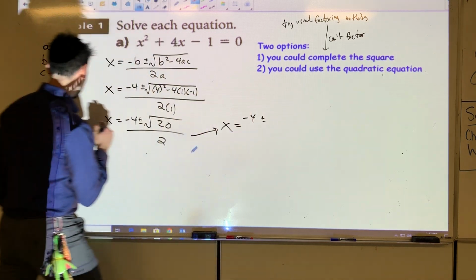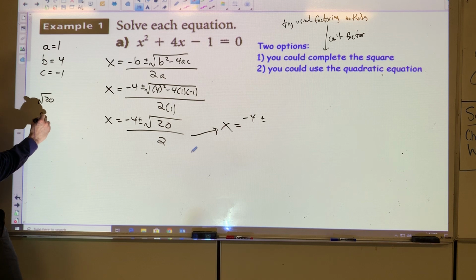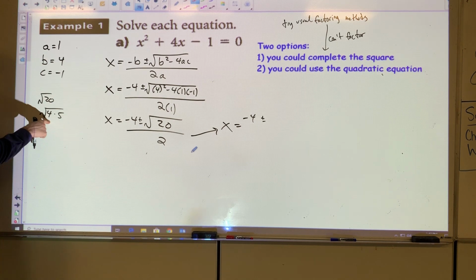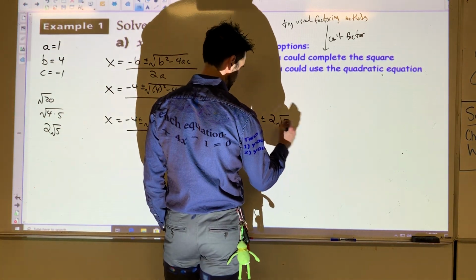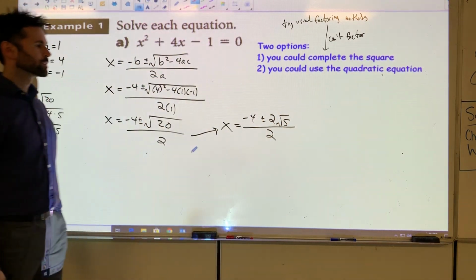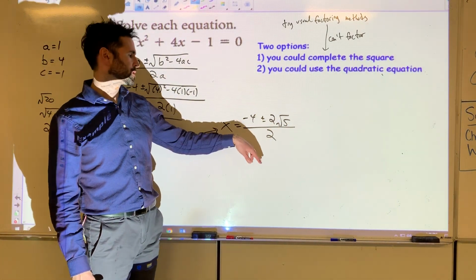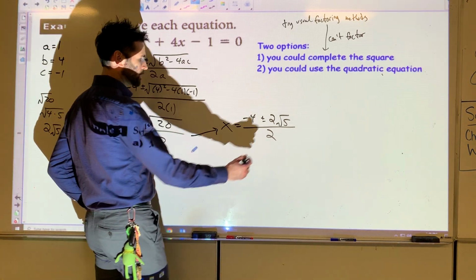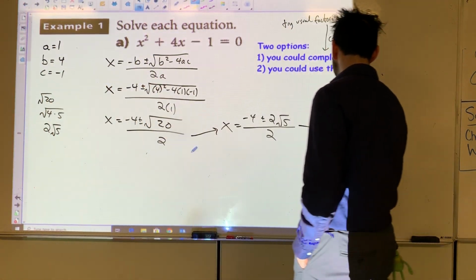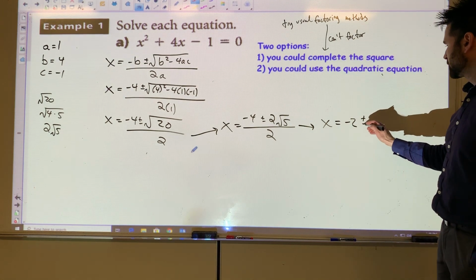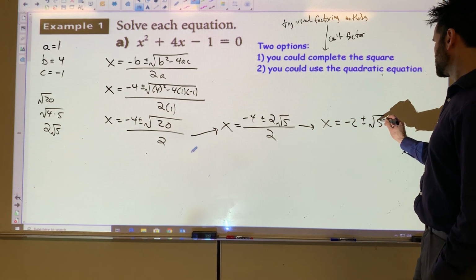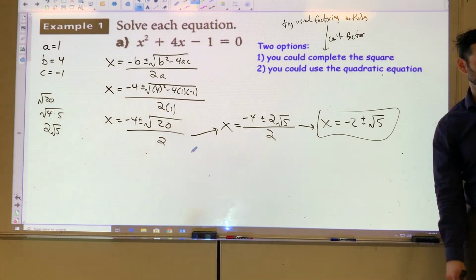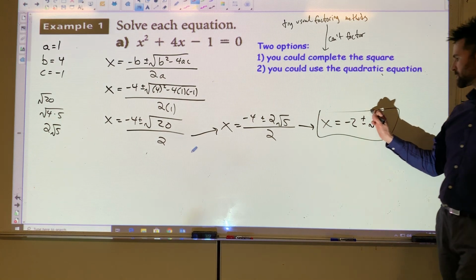Right, but you could reduce the square root of 20, right? It's 4 times 5, and the square root of 4 is 2, so it's 2 times square root of 5. So there is some potential to get rid of this division by 2. As long as I do it to both terms, it's fine. So I can divide -4 by 2, and that would give me -2. And this has a coefficient of 2, so 2 divided by 2 is 1. So I just get the square root of 5. So that would be a fully reduced answer.